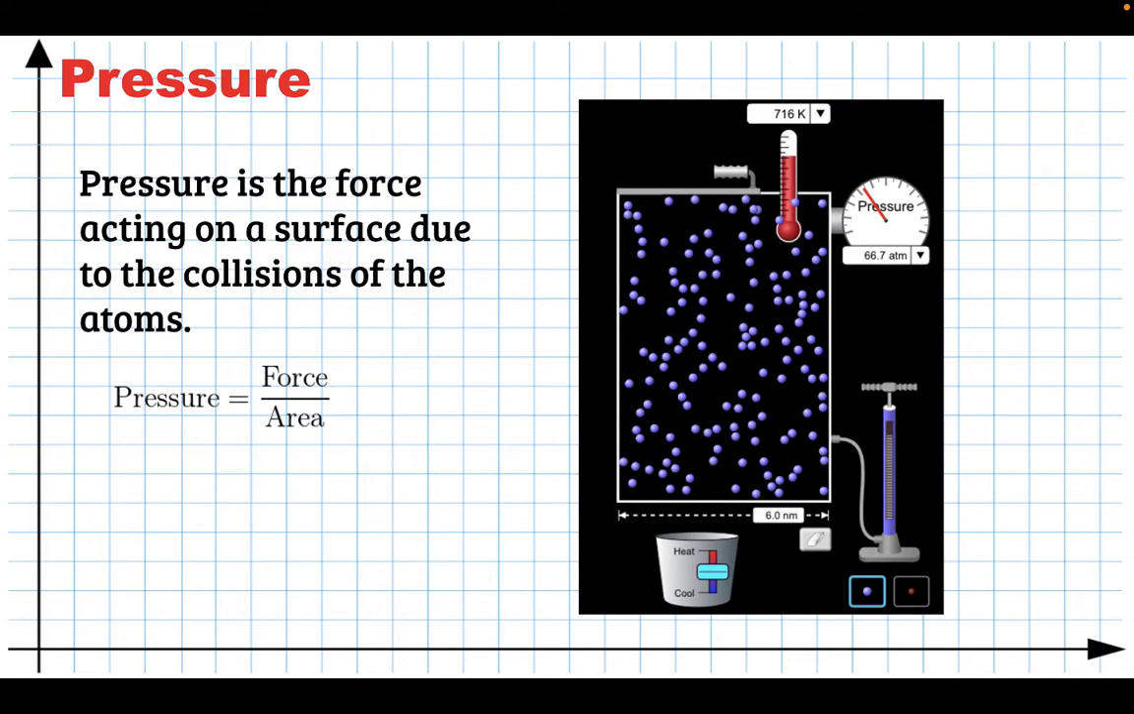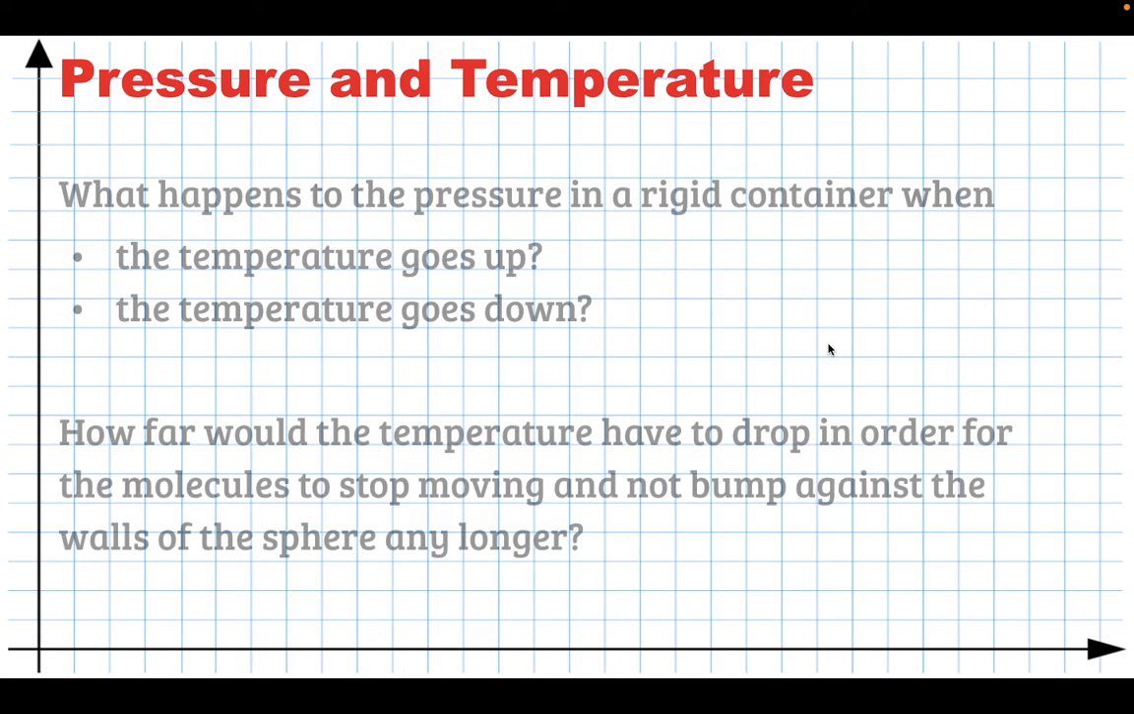One last thing before we do a little lab here. Pressure is the force that is acting on a surface due to the collision. So these guys here are all in motion, and as they move, they bash into the sides of the wall, and they push on it. How much force you get divided by the area is equal to the pressure. So you can imagine as these molecules move faster and faster, they exert more force on the wall and therefore more pressure. So what we're going to do is a little lab.